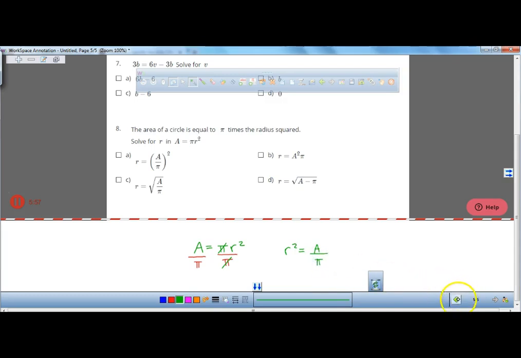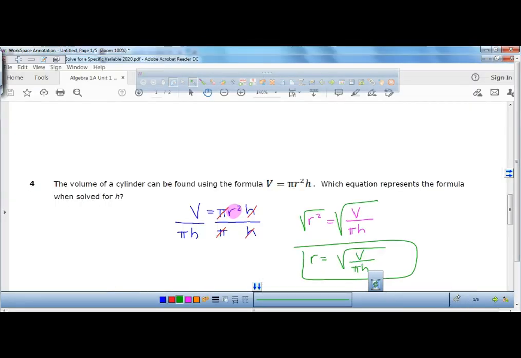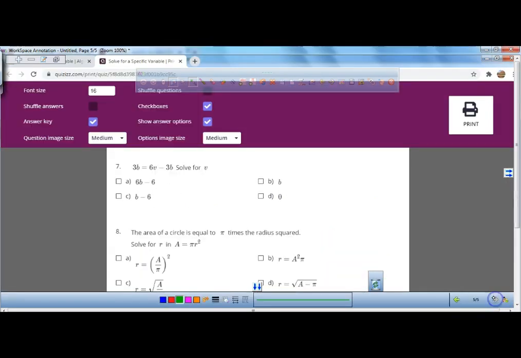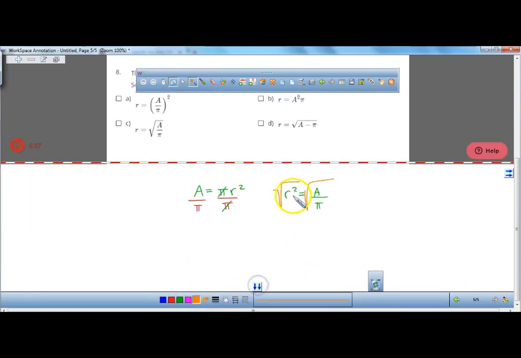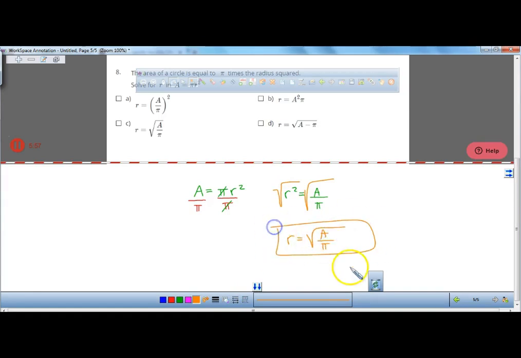Now if we go back to our original problem, what was our final step when we were solving for the radius of a cylinder? We took the square root. Well, we're going to do the same thing here. That means I have to take the square root of this side and the square root of this side. The square root of r squared is just r, and I'm left with the square root of A over pi. And that's your answer. You're done.